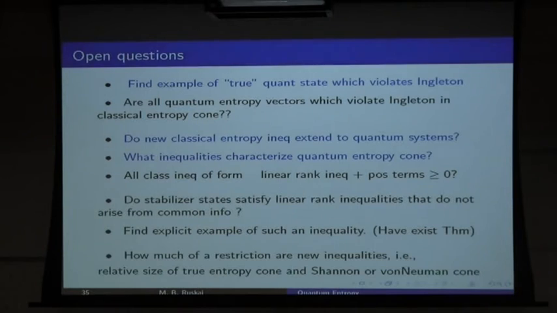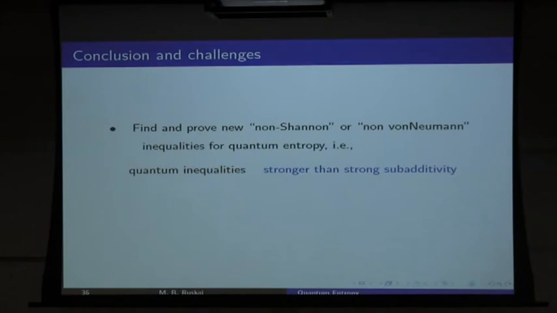This leads to a large number of open questions, but basically these open questions boil down to: are there new, what you would call von Neumann inequalities for quantum entropy? If there are, then we would truly have inequalities that were stronger than strong subadditivity. And I think the key to proving this is that we need better parties.